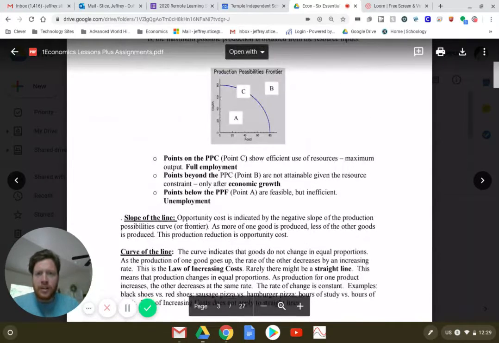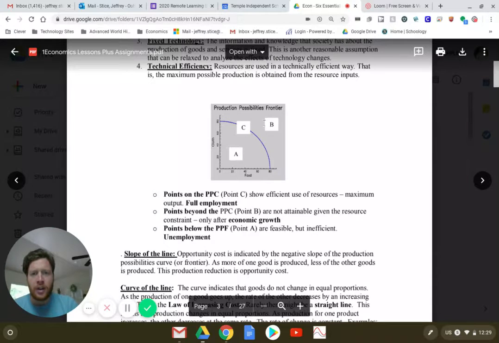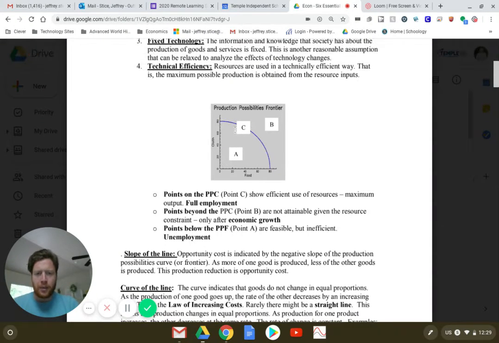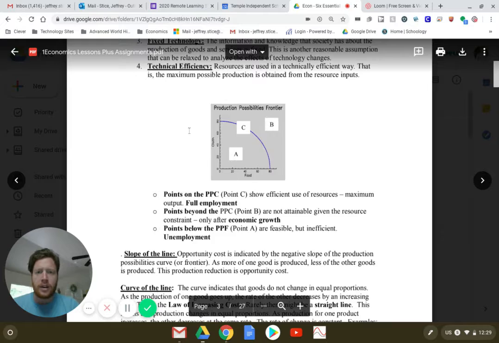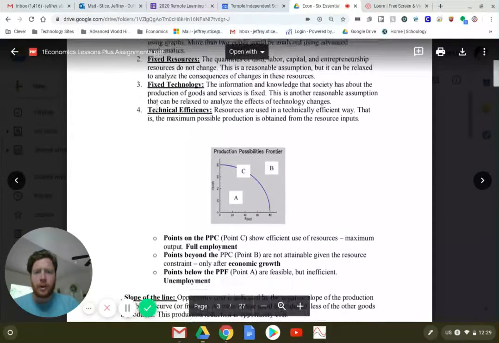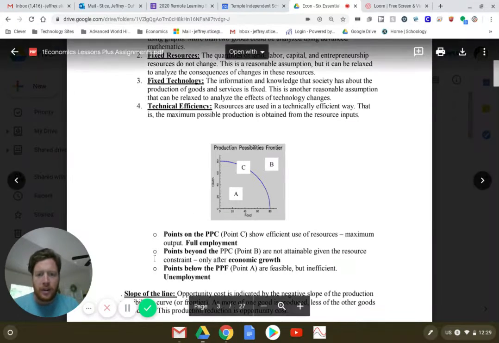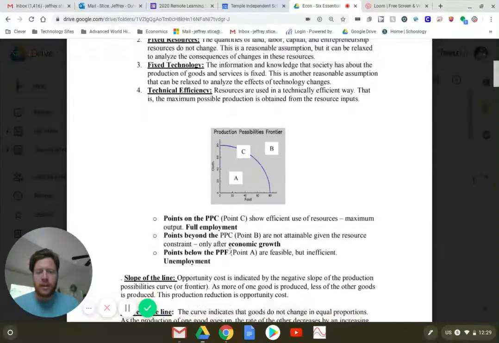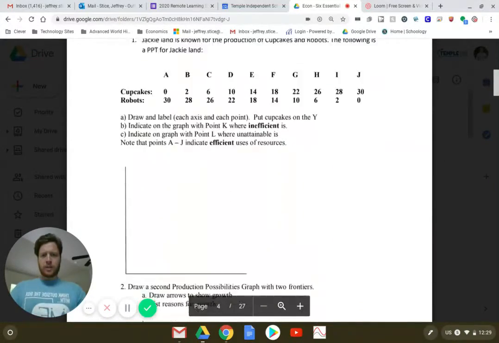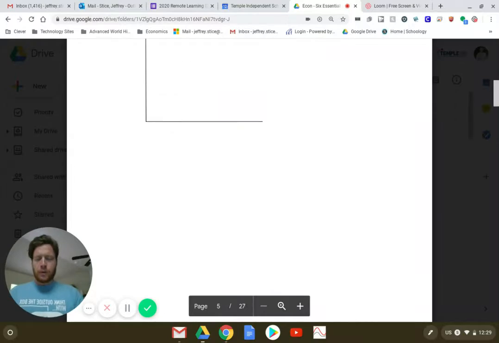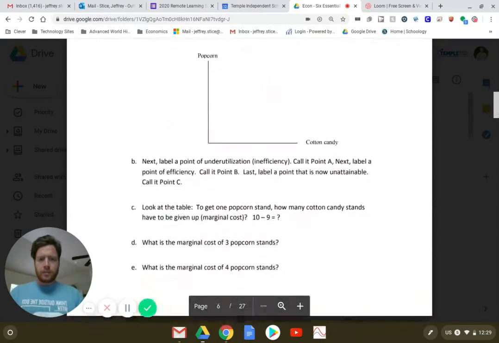If you need help drawing these curves, just take a look at this example they have here that outlines a point of unemployment, a point of maximum efficiency, and a point, sort of an impossible point to reach beyond the curve. So that's the production possibilities curve assignment. It's pretty straightforward, drawing graphs and asking questions.